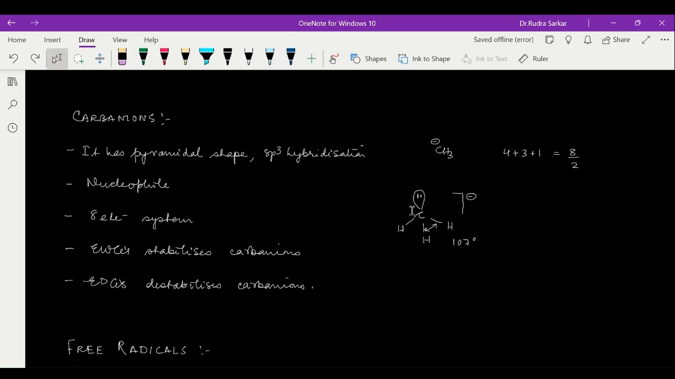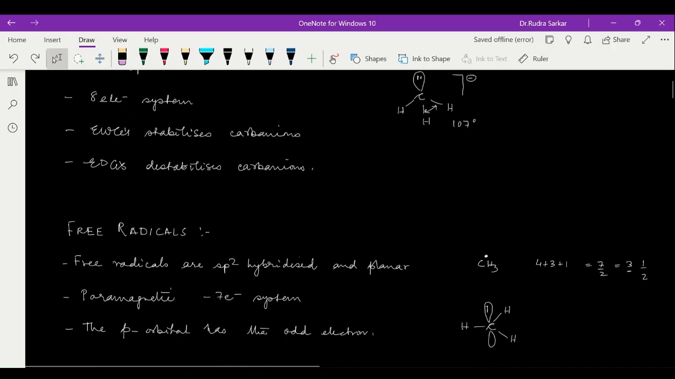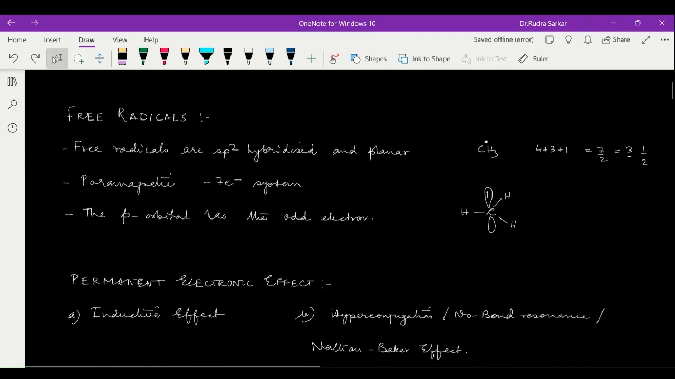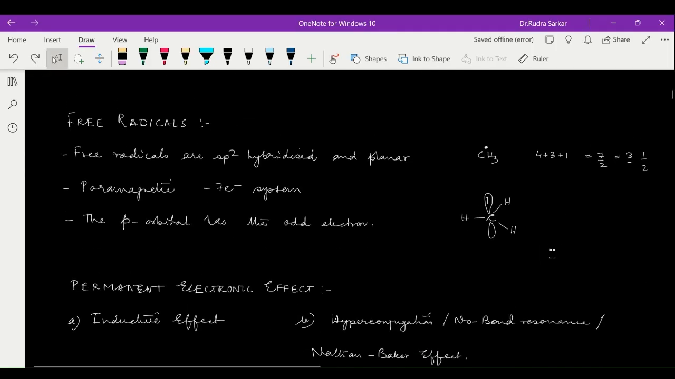Okay? All right. What about free radicals? So again, a free radical, as you can see, the bond angle between HCH is 120, and the odd electron will be there in one of the lobes of the p. Since the electron count is 7, it should be odd, so paramagnetic. Okay. All right.